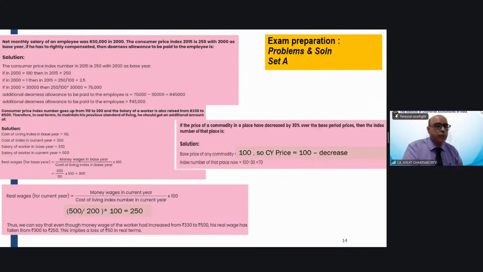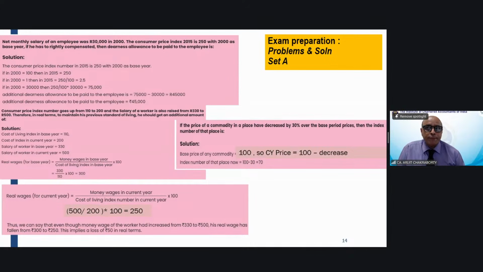We now see the last one on the slide, and this is again on real, and you can see this is deflating. If the price of a commodity in a place has decreased by 30% over the base period, index number in that year in that place is how much? Very simple one-line solution. Base year we are taking as 100, and it has been said that in the current year there is a decrease of 30%.